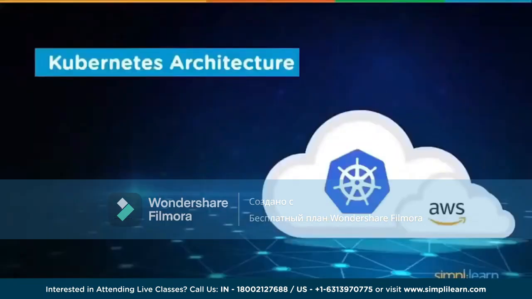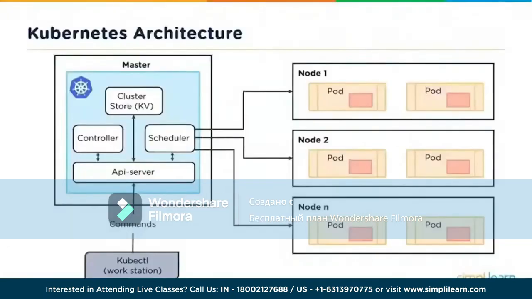Let me spend some time explaining a little bit about the Kubernetes architecture, what comprises the Kubernetes cluster, what resides in a master or a control plane, and what resides in a worker node. This is a very high level depiction of a Kubernetes cluster. So this is the master node, which has a cluster store, a controller, a scheduler component, and an API server. And these are the bunch of nodes that are connected or administered by the master node.